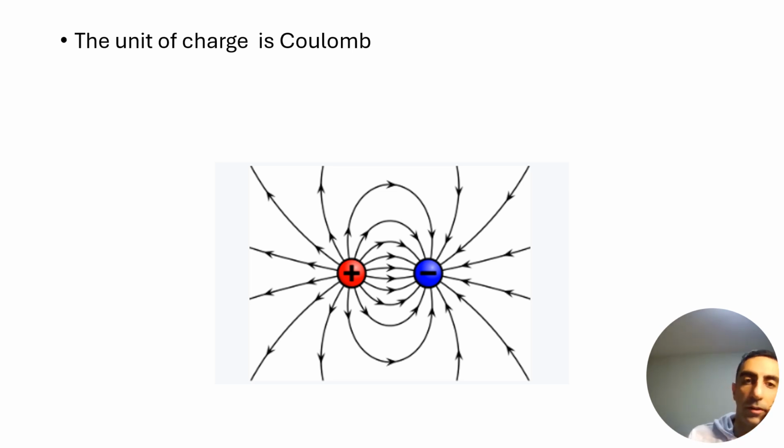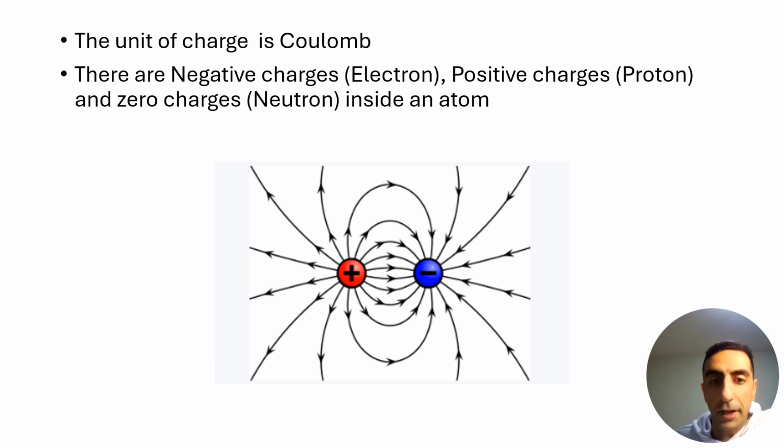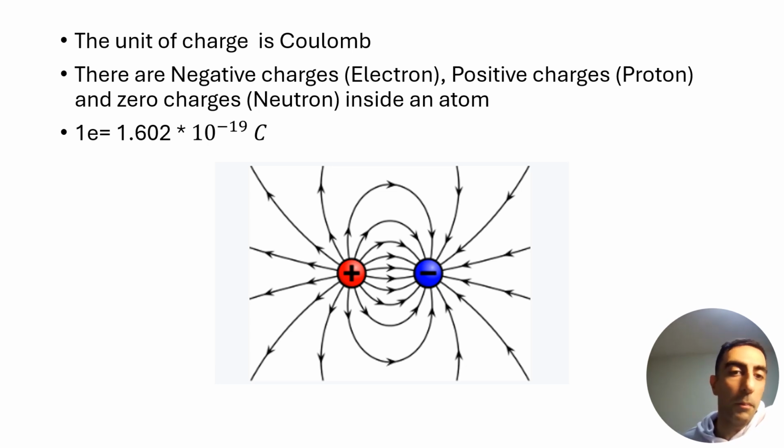Let's move on to the unit of charge, which is the coulomb. We show it with capital C in equations. There are negative charges, as I said, which we know as electrons; positive charges, which we know as protons; and zero charges, which are known as neutrons, inside an atom. One electron equals 1.602 times 10 to the power of negative 19 coulomb.